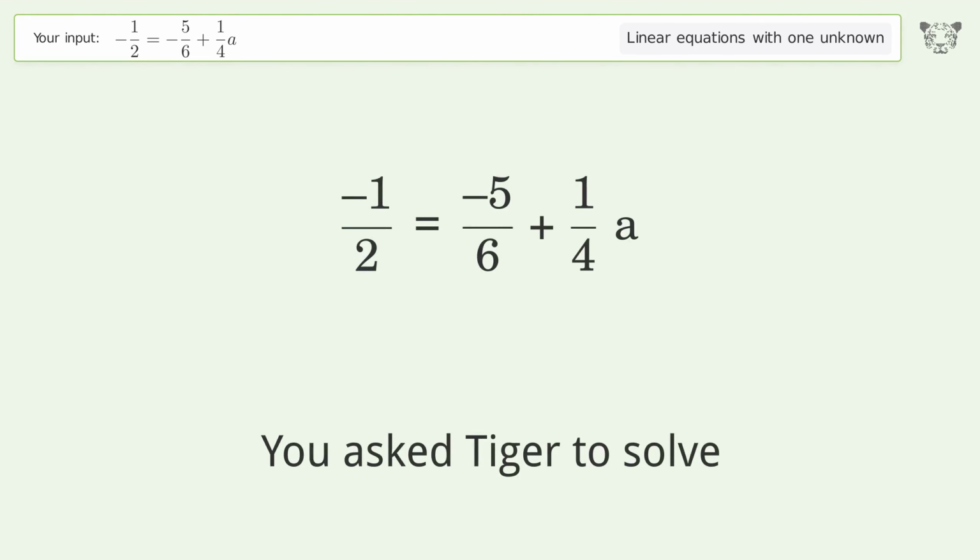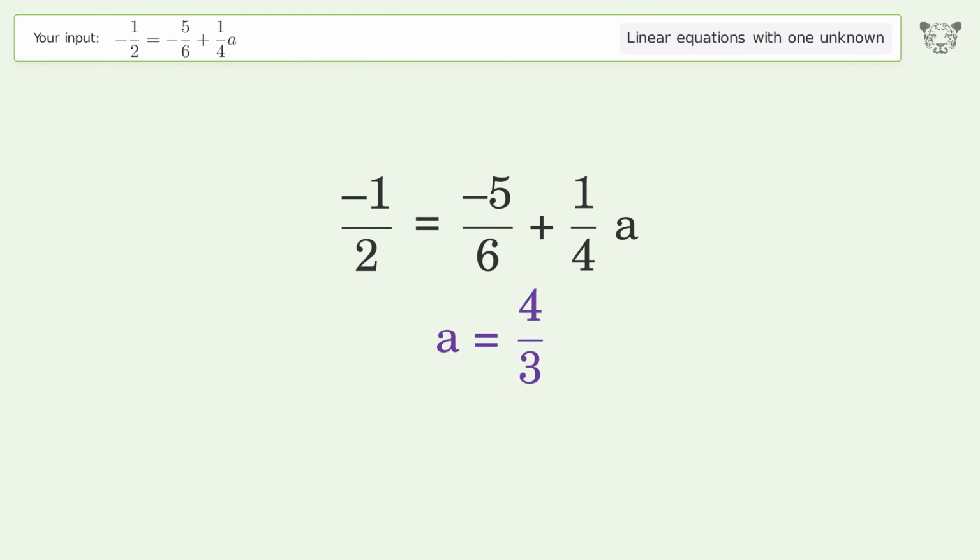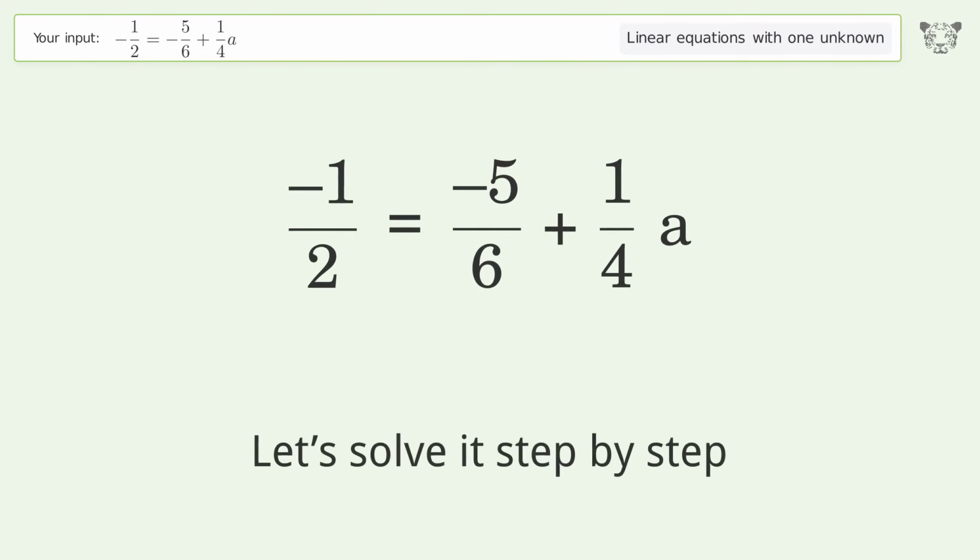You ask Tiger to solve this. It deals with linear equations with one unknown. The final result is a equals 4/3. Let's solve it step by step.